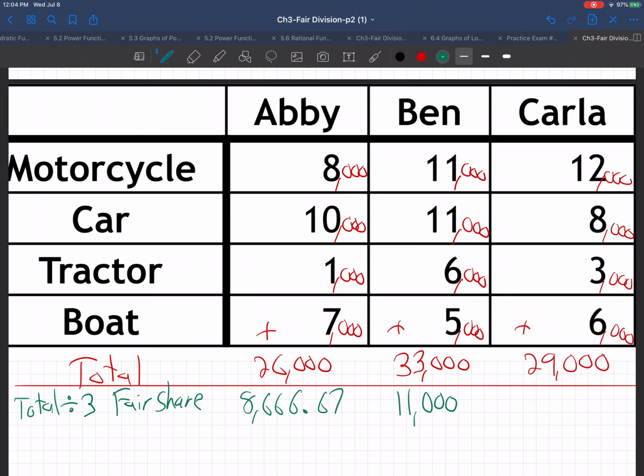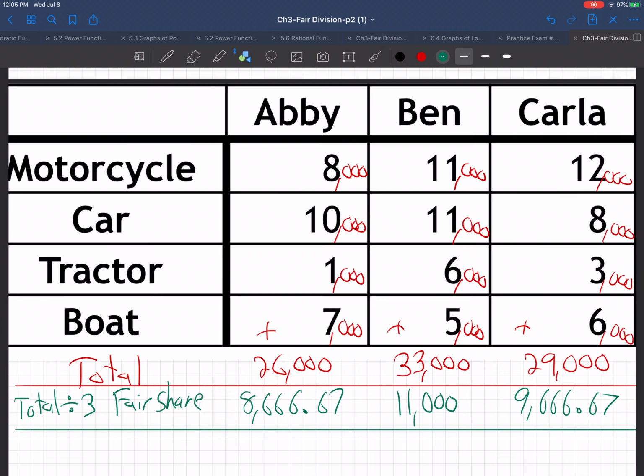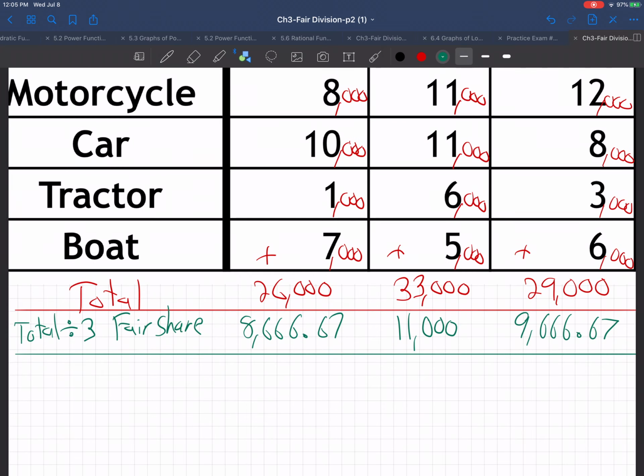And next, same thing for Carla. The total of all Carla's bids divided by 3 to make it a fair share. And I'm getting, for Carla, 9,666.67. That would be a fair share for Carla. So I just figured out a fair share. We've got the numbers now, which is a fair share for each of those people.